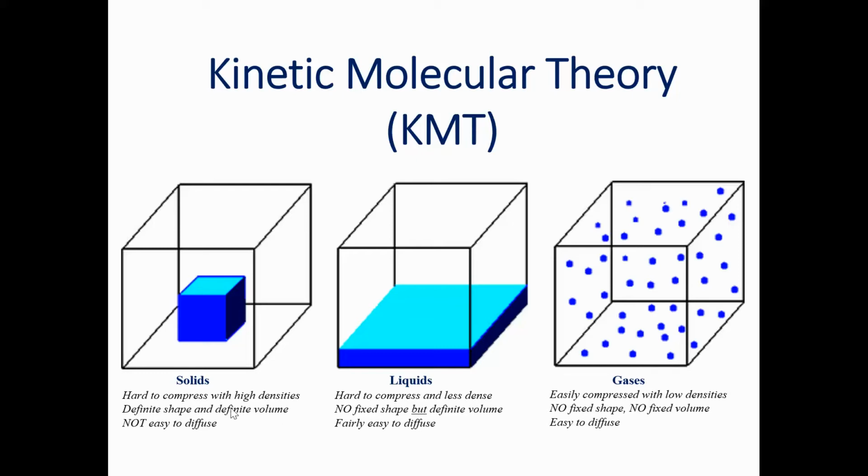So solids, just to review, are hard to compress with high densities. Density is the amount of mass in a given volume, so there are more particles of it in a smaller area. They have a definite shape and definite volume. They're not flowing or anything, and they're not easy to diffuse because they're solid.